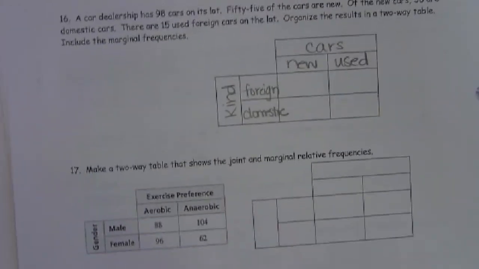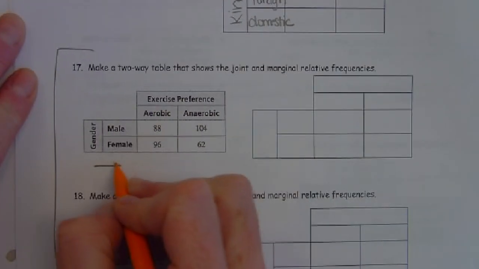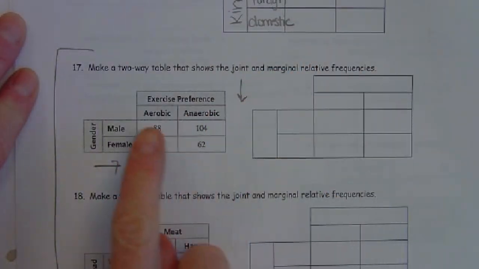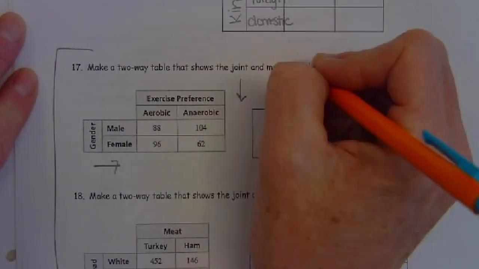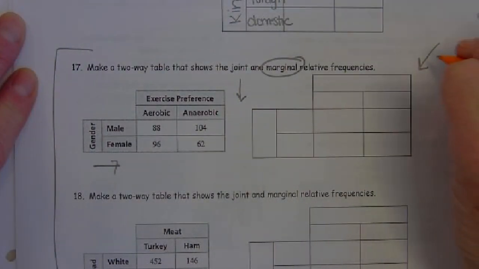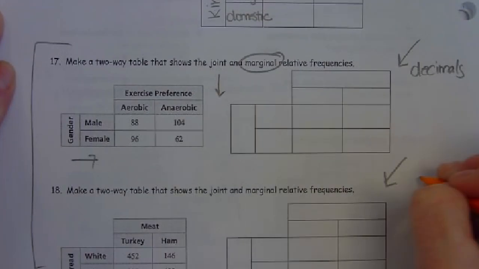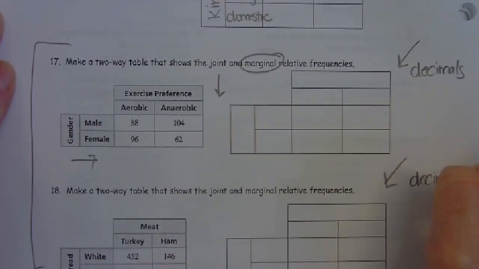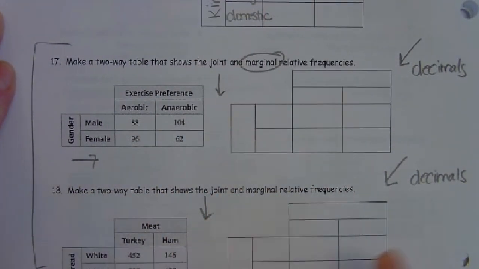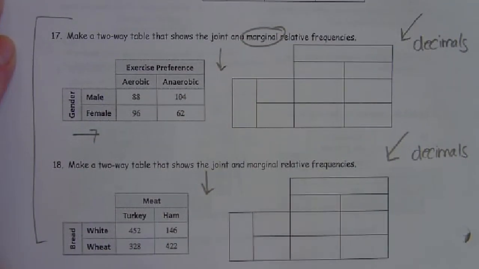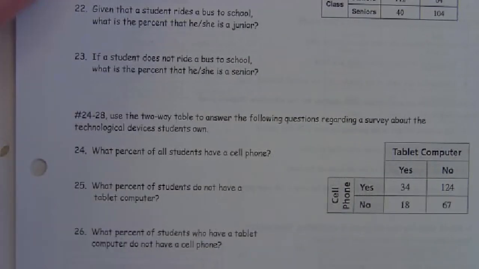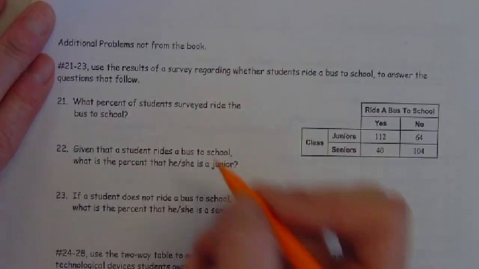Okay? And the next two, these two, you are going to find the totals for me, and then you are going to copy it over, and you are going to use your marginal frequencies on here, which means these are going to be those decimals. So both of these are going to be decimals. So find your totals, and then fill this in with decimals. And then on the last page, you're just answering all these questions. So make sure you give me your fraction and your percent.